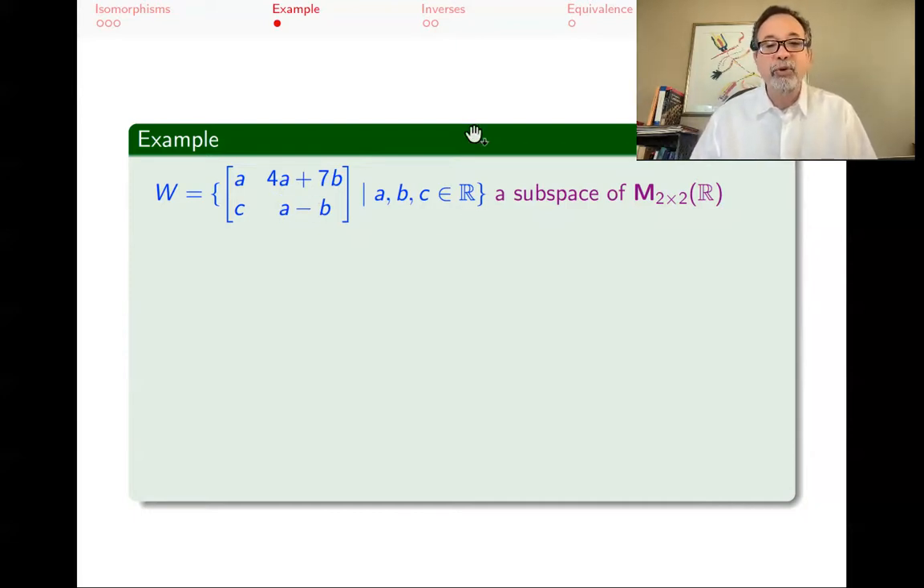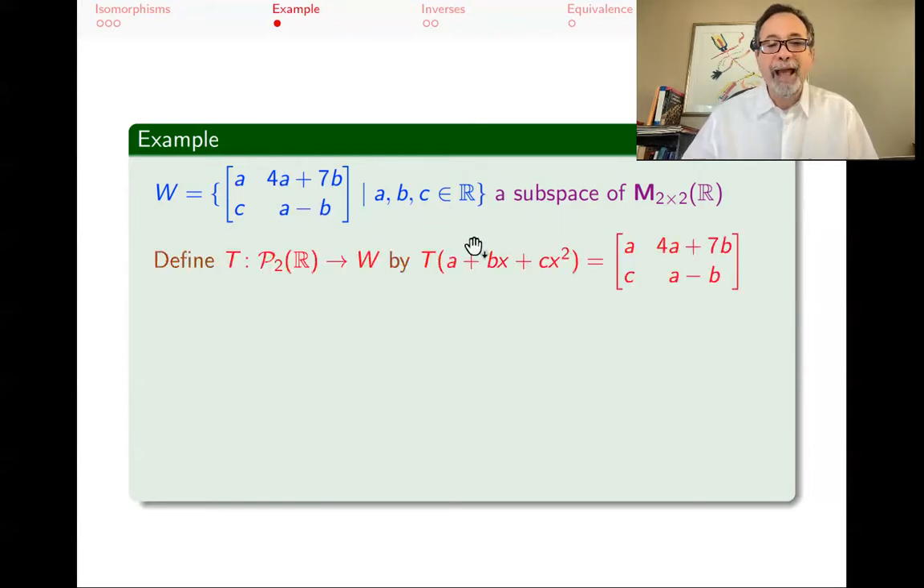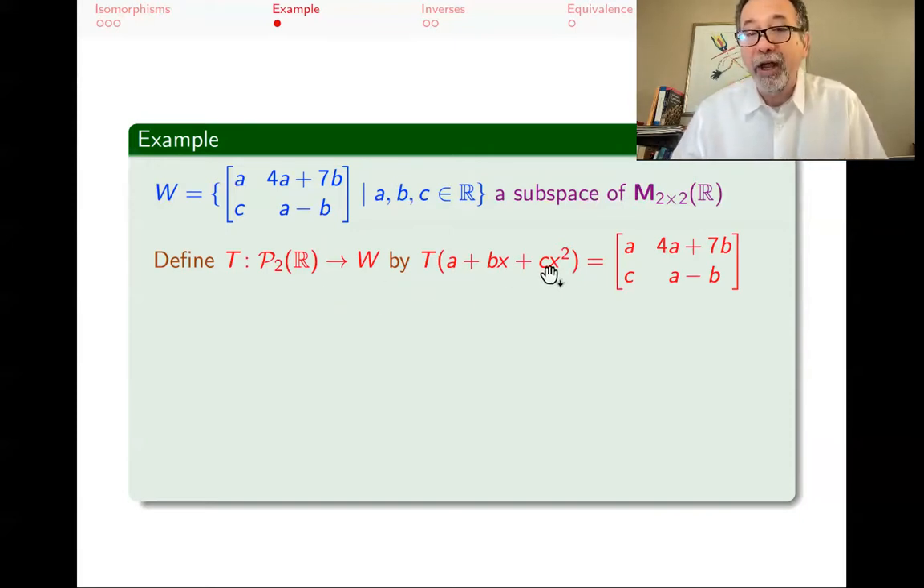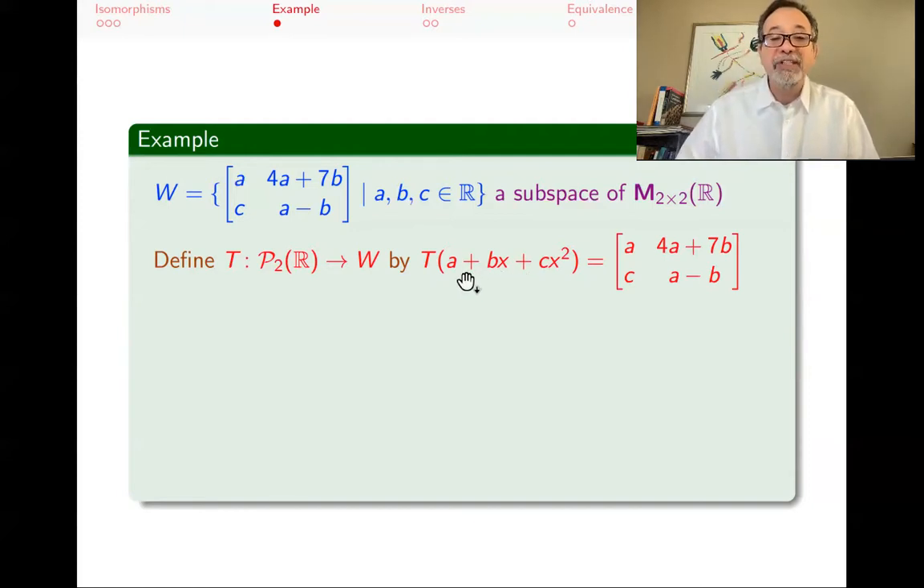So what I'm going to do now is give you a map from polynomials of degree less than or equal to 2, plus the zero polynomial, to W. So T is a function that takes a polynomial, that's its domain, and gives you one of these matrices. How does it do that? Well, here's the rule. If you give it the polynomial a plus bx plus cx squared, then you get the matrix with entries a, 4a plus 7b, c, and a minus b. And because P2R is the domain, I have to be able to plug in every polynomial of degree less than or equal to 2. That's why I gave you a rule that tells you how to send every arbitrary polynomial of degree 2, whatever a, b, and c are, over to one of these elements of W.